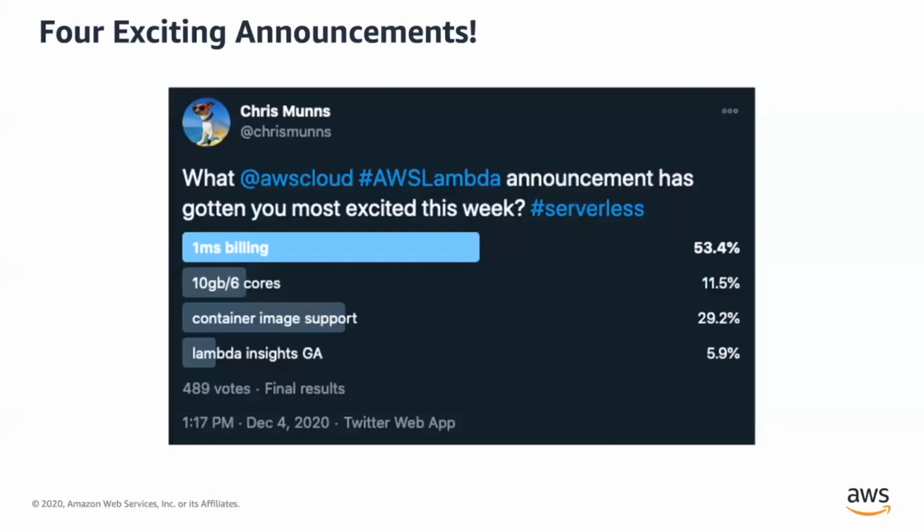I think this ended over the weekend, but he was just asking Twitter what has gotten people most excited about the 4 Lambda announcements. These include per millisecond billing. The previous minimum billing unit for Lambda was 100 milliseconds. So if you had a lot of Lambdas, for example, that were running at 20 milliseconds, now that per millisecond billing was announced, you could potentially be paying 20% of the Lambda bill that you were before.